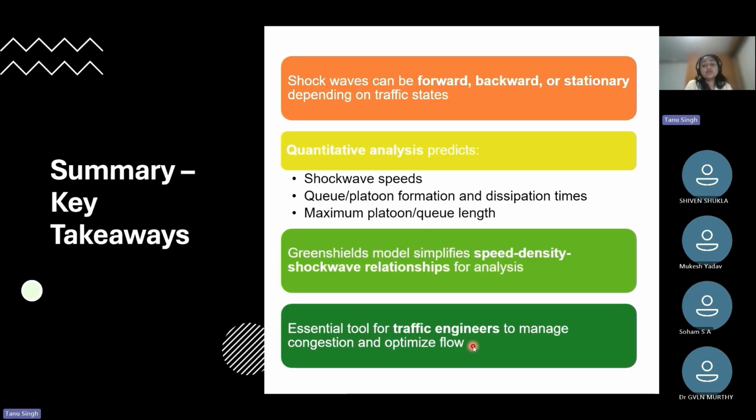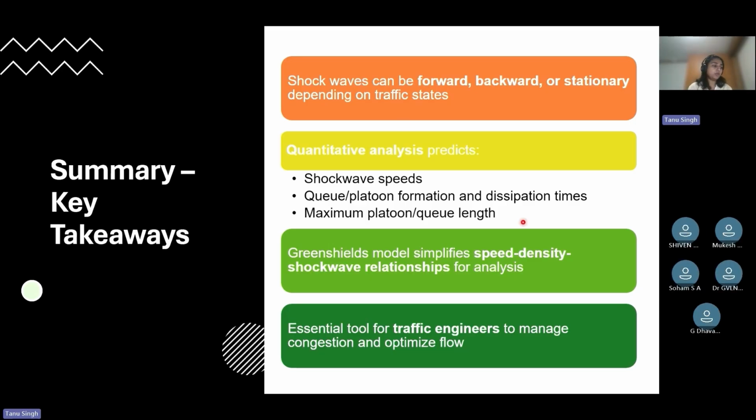It is a very essential tool for traffic engineers to manage congestion and optimize flow. If we know what will be the queue length or how much time will be required to dissipate the queue because of the bottleneck conditions, then we are able to optimize the flow. Okay, so these are the summaries, or you can say takeaways, from the shockwave scenarios.